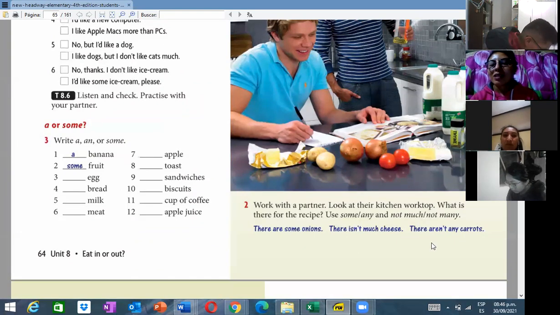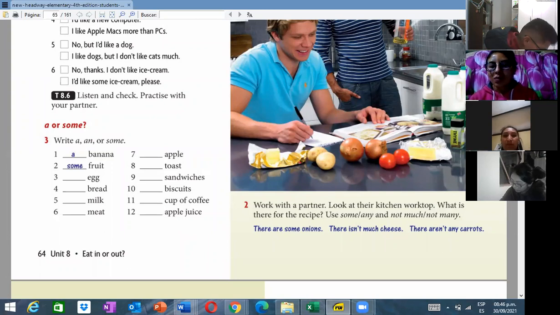The next example, there aren't any carrot. Okay, yes, we can't see any carrot. That's why it's a negative sentence. There aren't any carrot. No hay ninguna, nada de zanahoria, ¿cierto? Okay, the next ingredients, please, students.